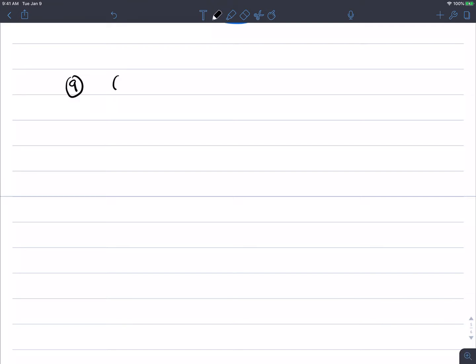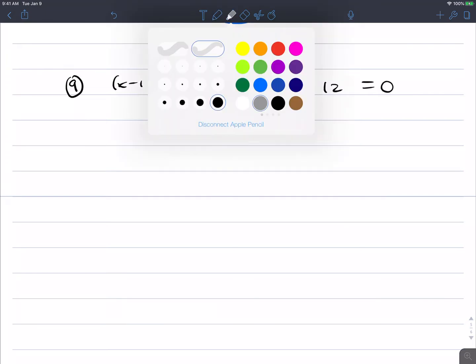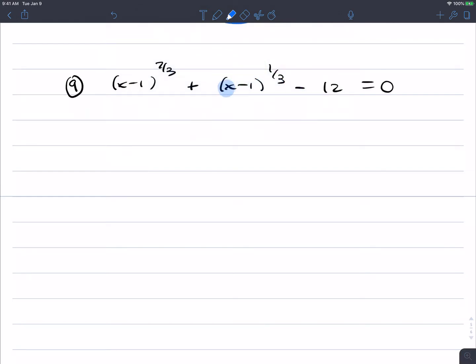Number 9, x minus 1 raised to the 2/3 power plus x minus 1 raised to the 1/3 power minus 12 is 0. And as you can see, we got the x minus 1, x minus 1. So we're going to let now t be, again, this whole term, x minus 1 to the 1/3 power.